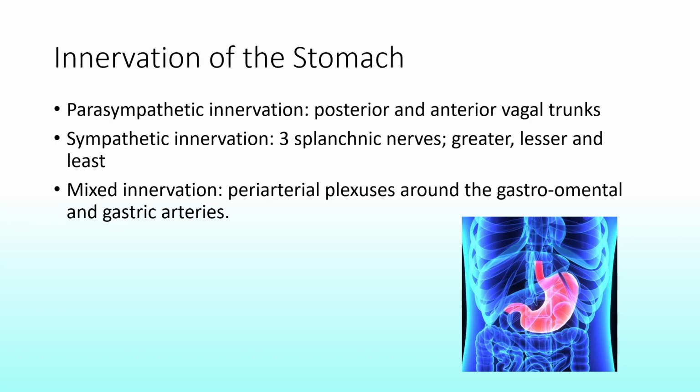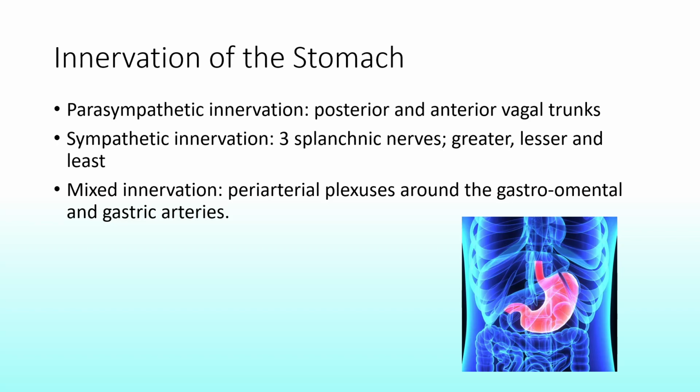So now let's talk about the innervation of the stomach. Parasympathetic innervation has both the anterior and posterior vagal trunks. The anterior vagal trunk is formed by the left vagus nerve, and the posterior vagal trunk is formed by the right vagus nerve. Sympathetic innervation includes the 3 splanchnic nerves: greater, lesser, and least. And then we also have to note that the greater splanchnic nerve connects with the celiac plexus, which will give sympathetic supply to the stomach.